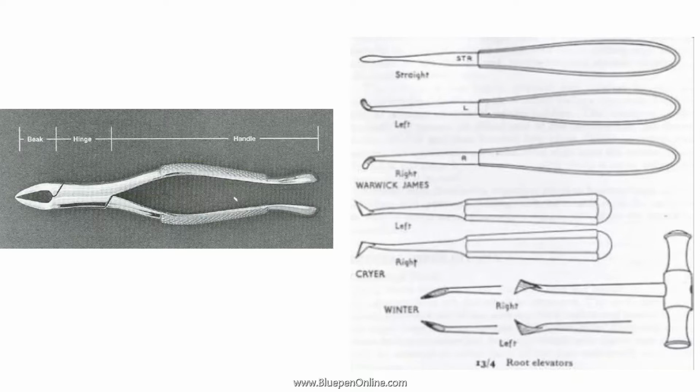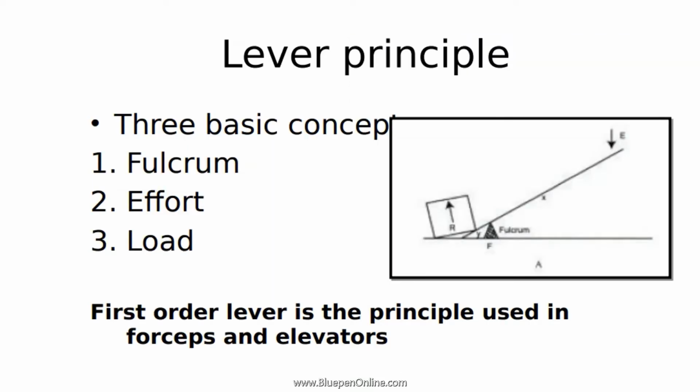Right. And when it comes to elevators, as you can see in the picture, you have a straight elevator, you can have Warwick James, you have Cryer, you have winged, you have crossbar. These all are the different elevators available. But what is important to us from the exam point of view is the mechanical principle. What are the mechanical principles? That is what is important to us from the exam aspect.